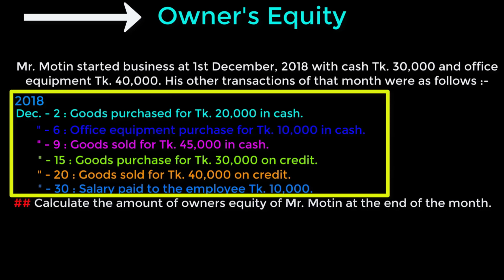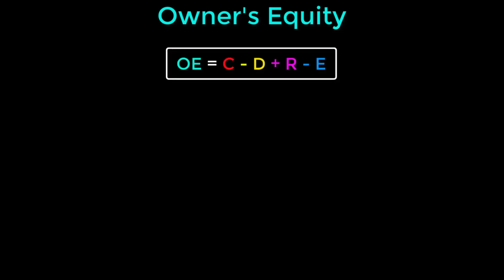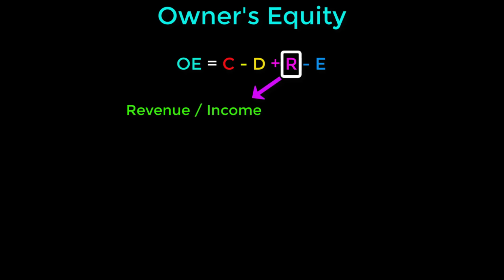To calculate the owner's equity, we may get several types of transactions in the question paper. Among those several types of transactions, we will have to consider only the transactions that have the ability to affect owner's equity. Now, the question is, what kind of transactions can affect owner's equity? Look at this equation. R means revenue or income and E means expenditure.